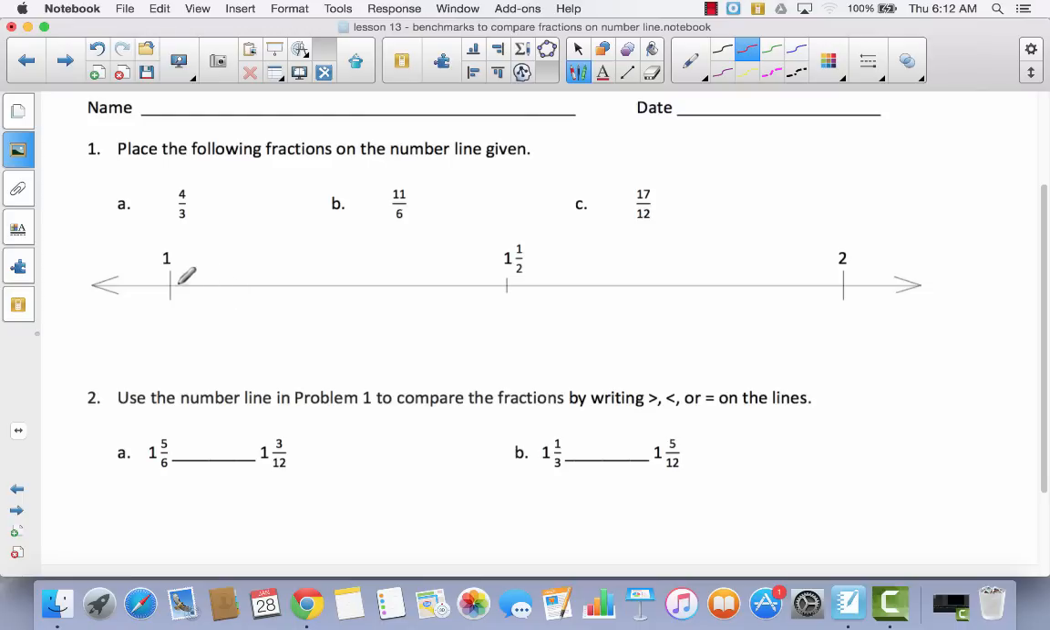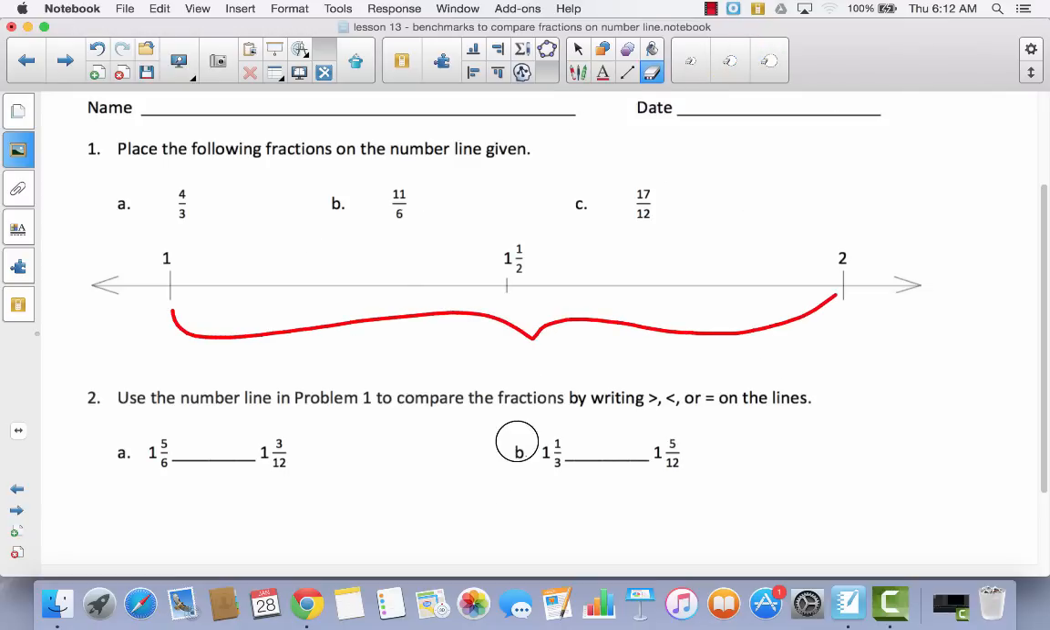In what we did in our journal, this was a whole and this was a whole. But now on this number line, this is the whole. Okay, so that's going to be really important because that's going to change the way that we partition this number line. Okay, so let's get started here.